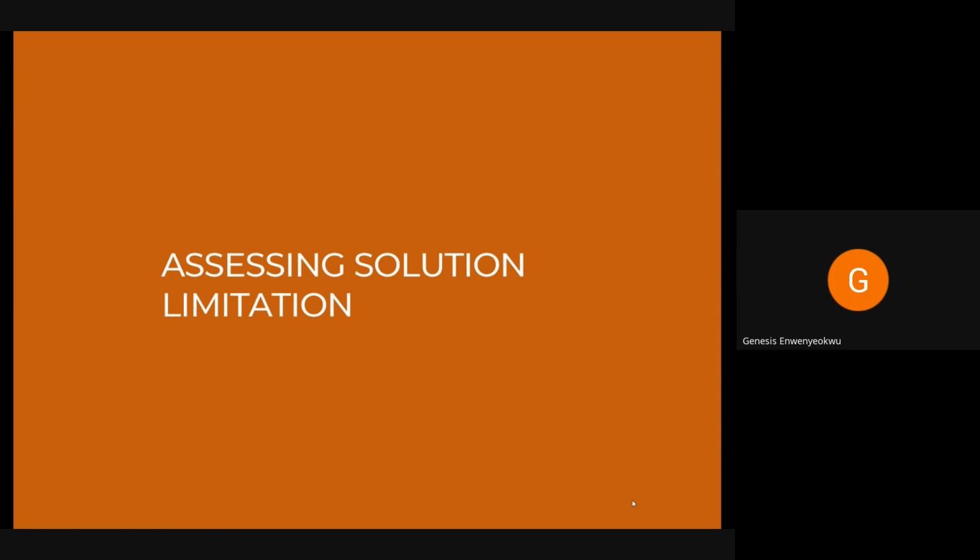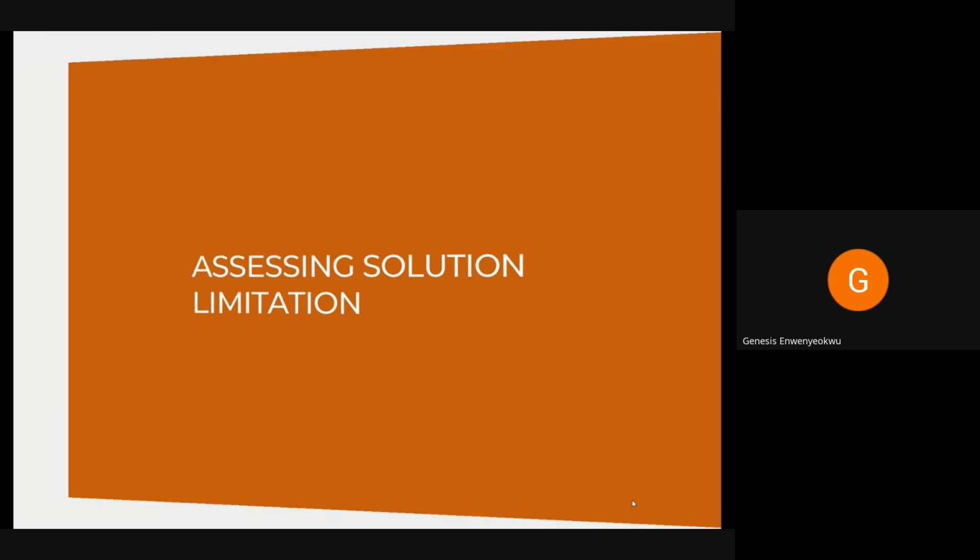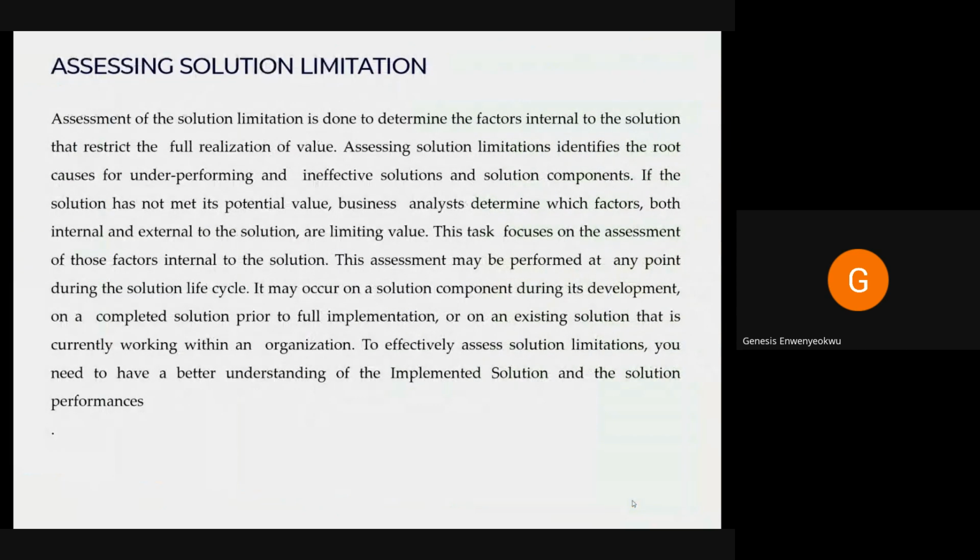Okay. Now, after you have collected the data and done your analysis based on the steps I mentioned in the previous section, it's time to look at the limitations, assess limitations based on your findings. Most times, if the solution is not performing as expected, it means that there are limitations. And the limitations could come from the solution itself, that is the product, or the system, or the application, or the limitation could come from the organization.